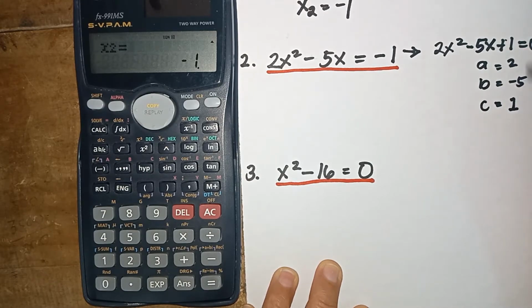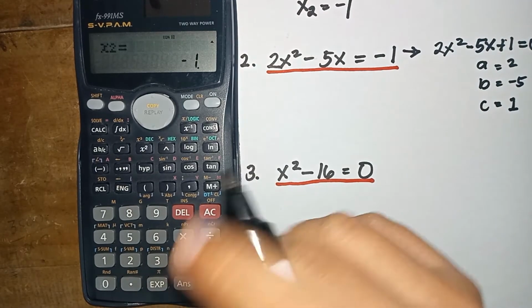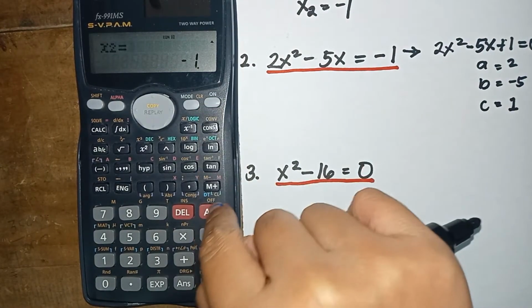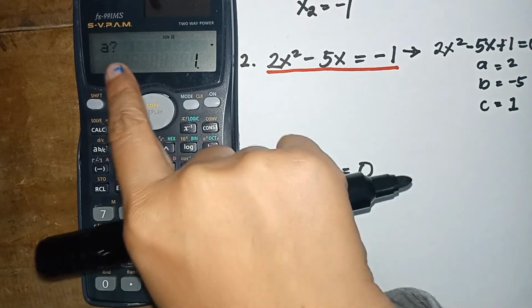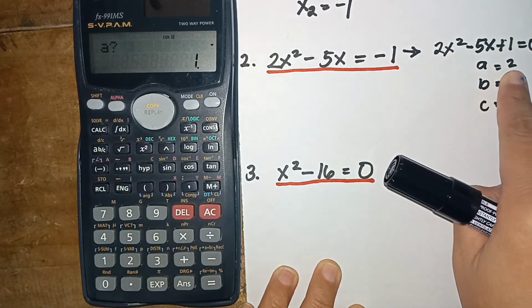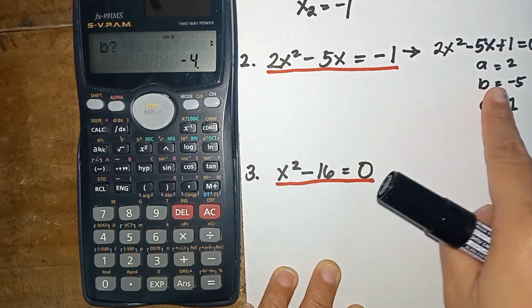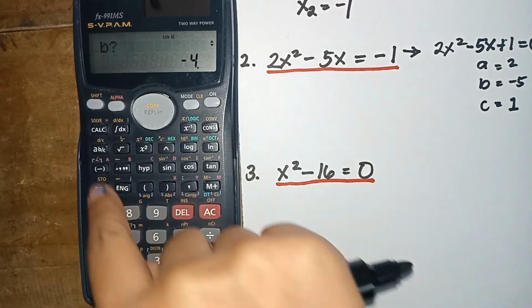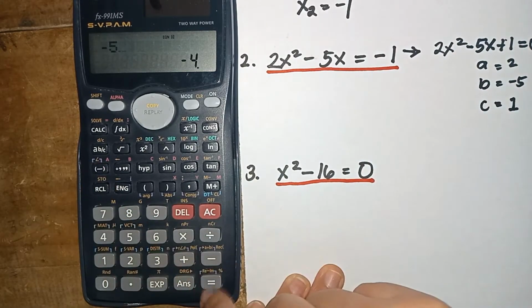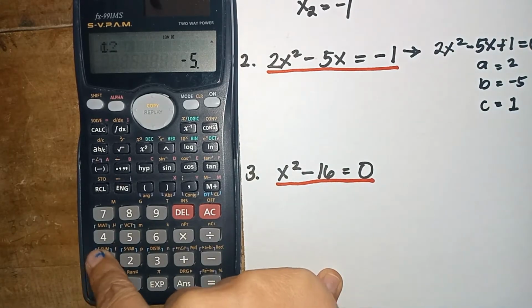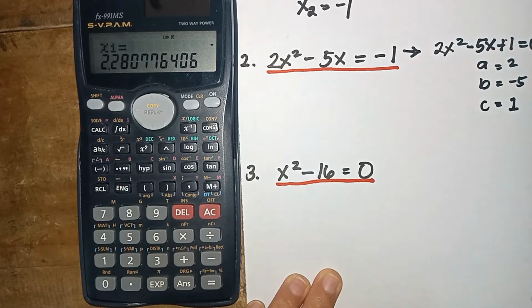So, after identifying all those values, let us input it in our calculator. Okay, so, click natin ang on. And yung A, input natin yung 2. So, 2. Then, equals, B is negative 5. So, click negative 5, then equals, then C is equal to 1, so type 1, then equals.